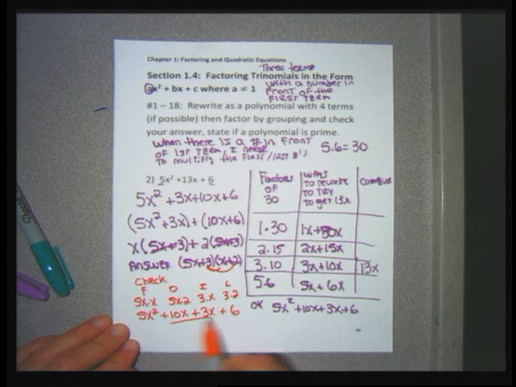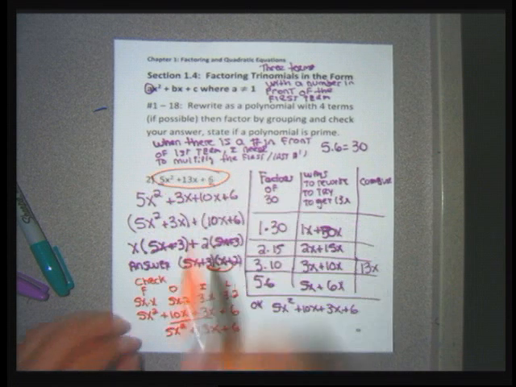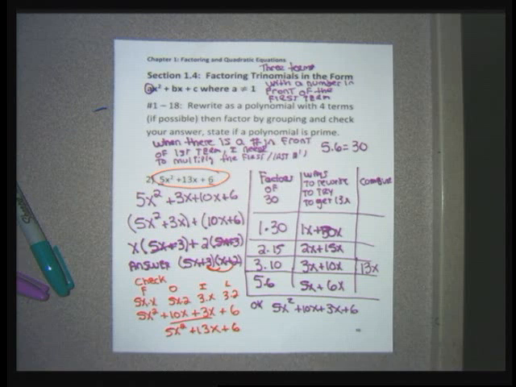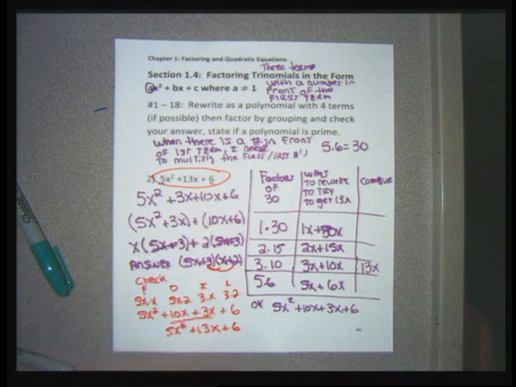I'm going to combine the outers and the inners and get 5x squared plus 13x plus 6, which, because it's exactly the same as the original problem, I know I have the right answer. The nice thing about grouping is that it's consistent. It's the same for problems from section 1.3 as it is for problems from section 1.4, other than you have the first step that's a little bit different.